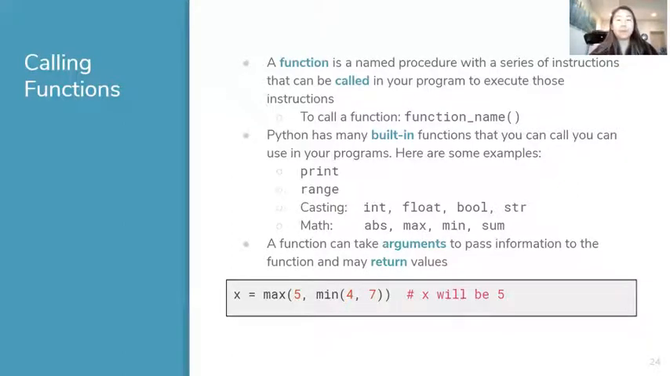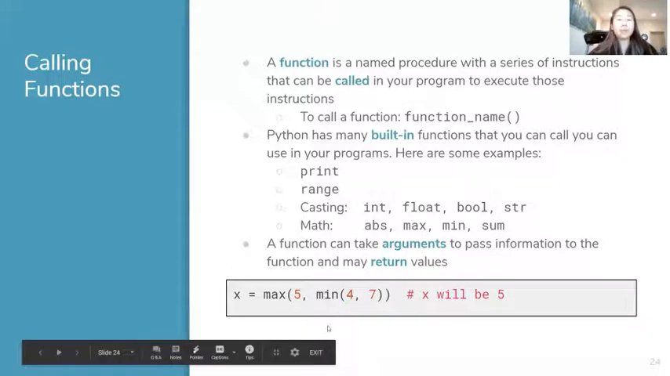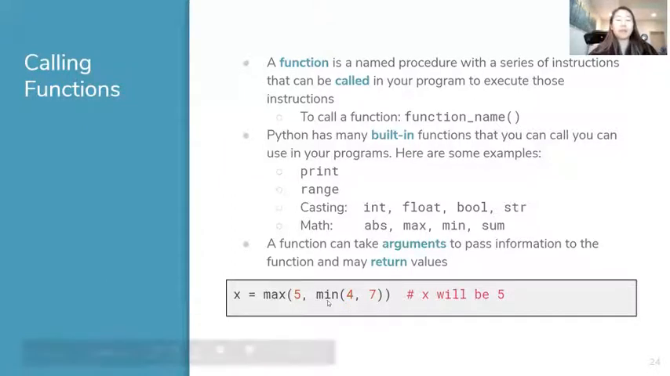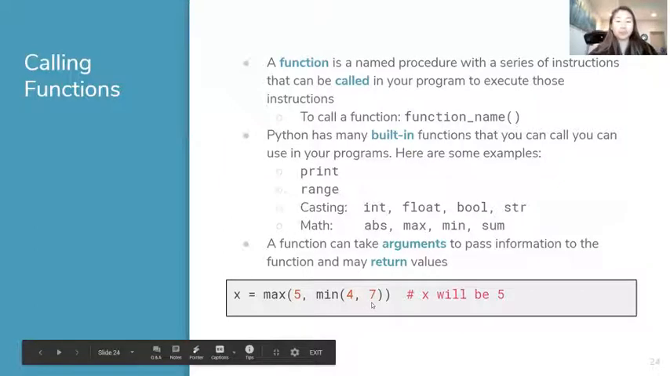For example, here we have a function called min with 4 and 7, and also a max, which contains 5 and the minimum of 4 and 7. So x will be 5. That is because the return value from min is 4, and the maximum of 5 and 4 is 5.